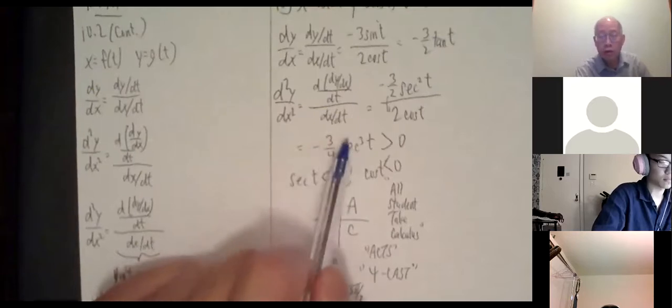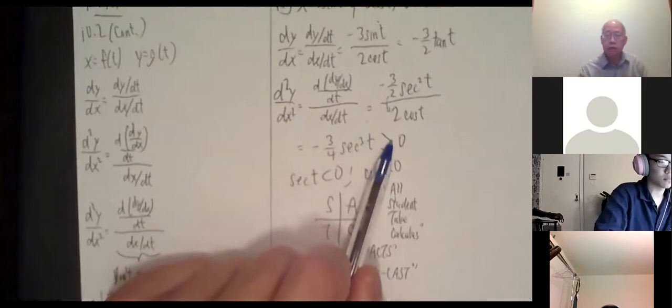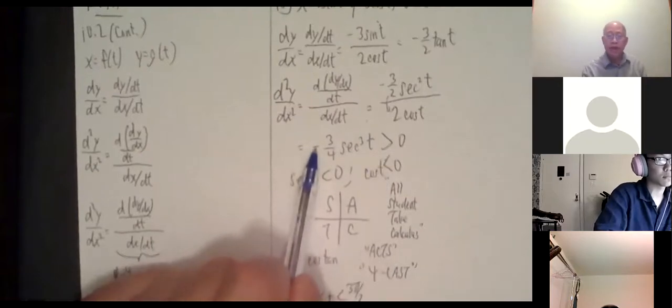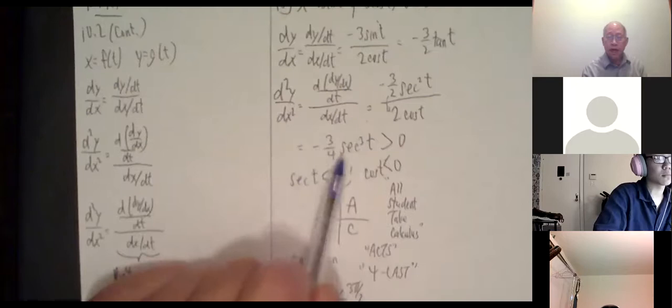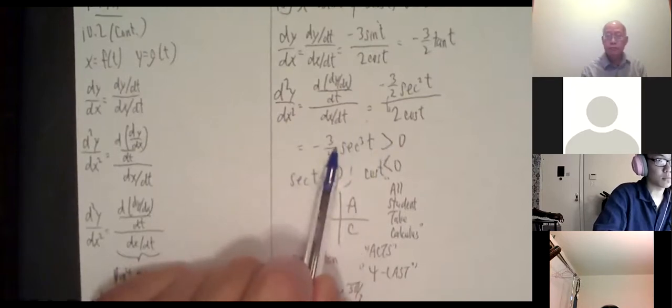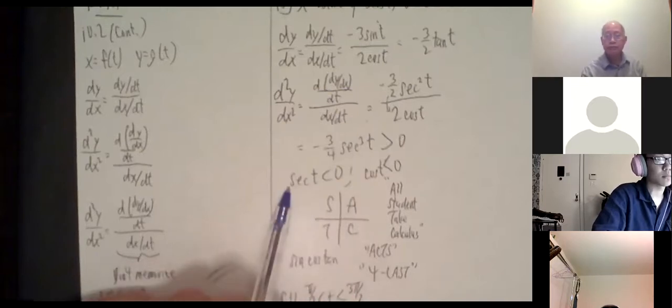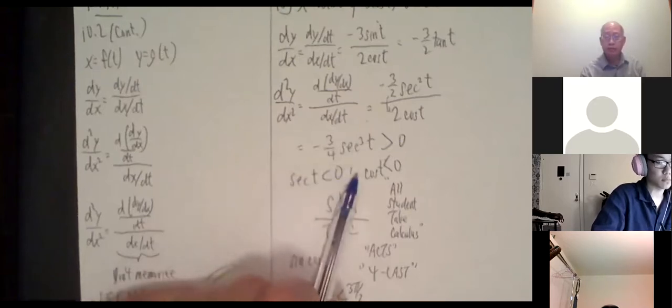All right, so concave up means the second derivative is greater than 0. I have negative 3/4, so that means this whole thing has to be negative. Secant cubed is negative, which means secant is negative. Secant being negative means the reciprocal, cosine, is also negative.